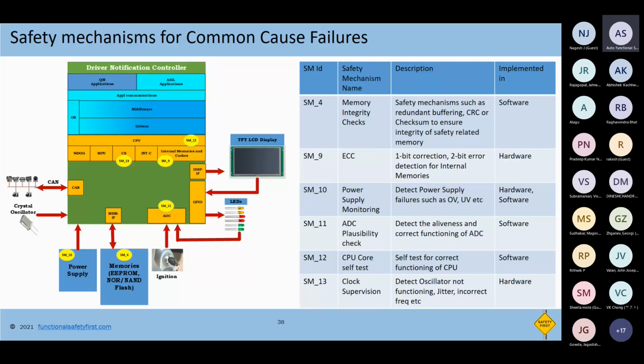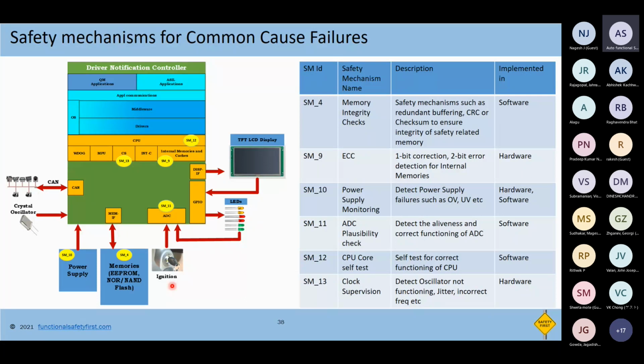Then the next one is the ADC. In this case, we've considered the ADC as a possible source of a common cause fault because the ignition input comes via the ADC, and the ignition serves as an input for many functionalities in the system. I mean, the entire system is dependent on ignition. And also we have considered that the system has an LED feedback. As you can see, there's a red arrow from the physical LEDs back to the ADC, so there's some kind of LED feedback to let us know whether the LEDs are really on or off. So if the ADC fails, that can be a common cause failure for the system. So we have considered an ADC plausibility check as a safety mechanism to detect the aliveness and the correct functioning of the ADC.